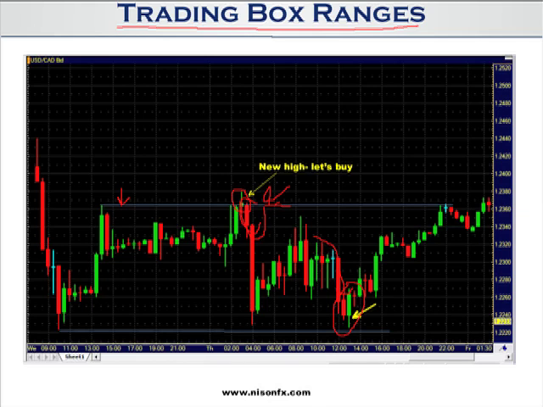Okay, so let's say you bought on this bullish engulfing pattern, and your target are the highs over here. And look what you get at resistance, a doji. Perfect time to take profit.